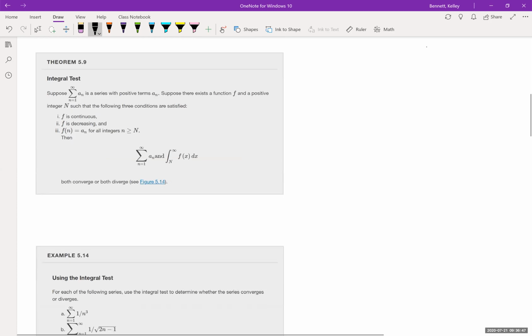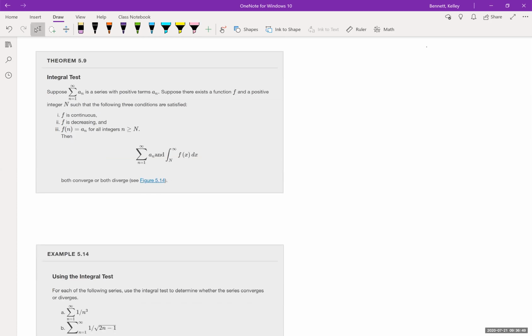So the next tool we're going to develop is the integral test. And this one, you have to check a few things. So first of all, you have a series, and you need to make sure that a sub n is positive, just to really highlight all the things that need to come into place before we can even apply this. So we need to have that a sub n is positive for all. By the way, we write for all as an upside down capital A. So it needs to be positive for all n greater than or equal to 1.